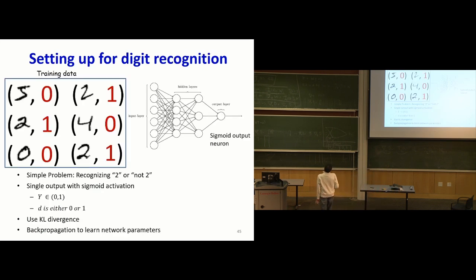I'll skip the slide. So here's how we'd set up for a simple digit recognition problem. If you have a simple problem like recognizing whether an image is 2 or not 2, you'd have a network with a single sigmoid activation, so the output is going to lie between 0 and 1, and the desired output is either 0 or 1. You'd use the KL divergence or the cross entropy. This entire algorithm is called backpropagation. You'd use backpropagation to compute the derivatives with respect to the individual inputs.